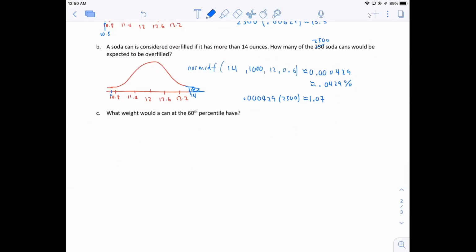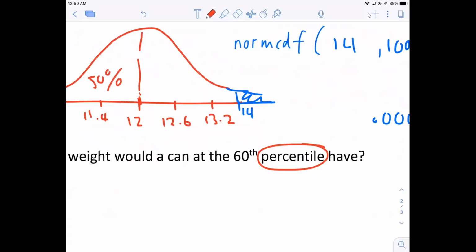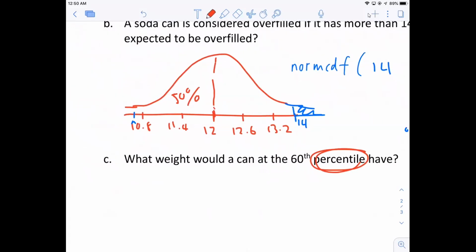Now it asks, what weight would a can at the 60th percentile have? So the 60th percentile. Well, I know the 50th percentile is right down the middle. That's the median, right? Because here's 50% of our data. When you are at a percentile, you're said to be above that percent of the population. So a can at the 60th percentile would weigh more than 60% of all the other cans.